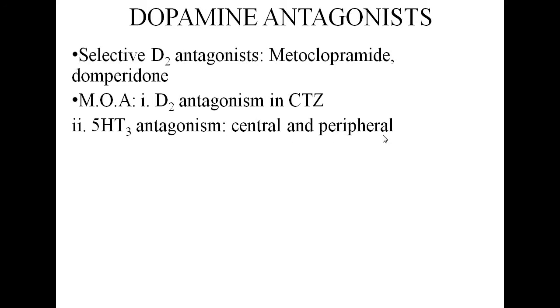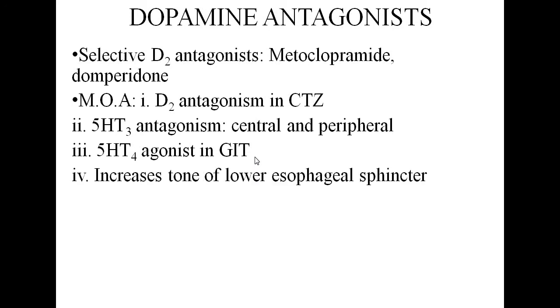By peripherally, we are referring to the gastrointestinal tract. Then 5-HT4 agonist action in the gastrointestinal tract. Then increase the low tone of the lower esophageal sphincter. So you notice here that metoclopramide and domperidone have multiple mechanisms of action. D2 antagonism centrally, 5-HT3 antagonism both central and peripheral, 5-HT4 agonist action in the gastrointestinal tract, and increase in tone of lower esophageal sphincter peripheral.